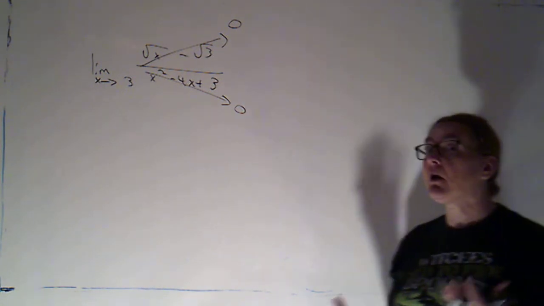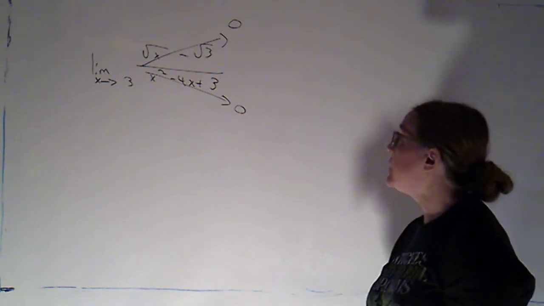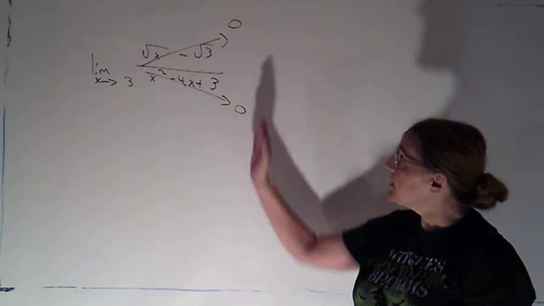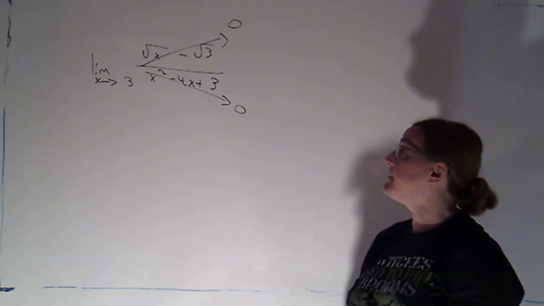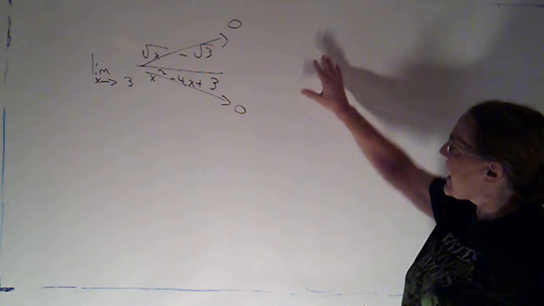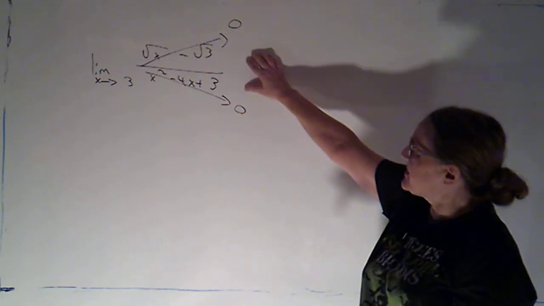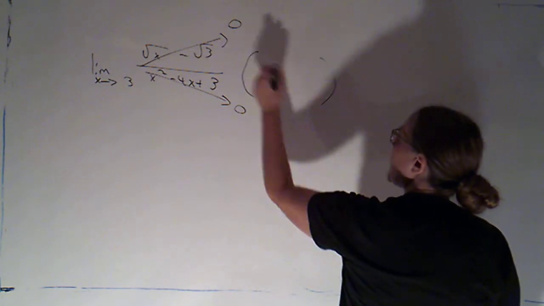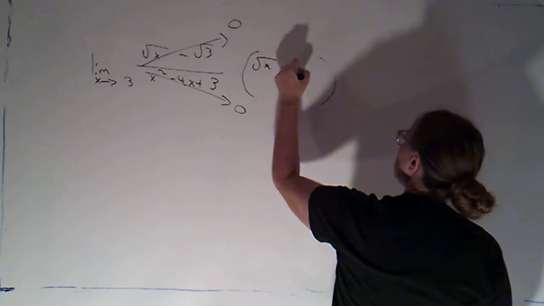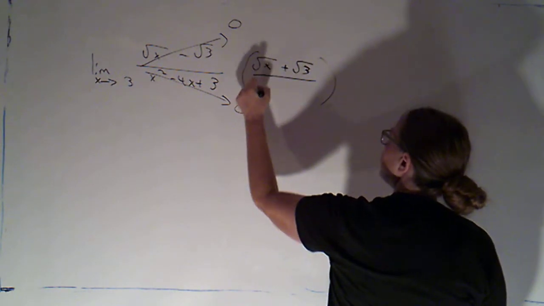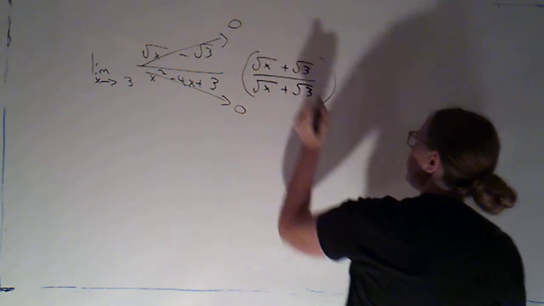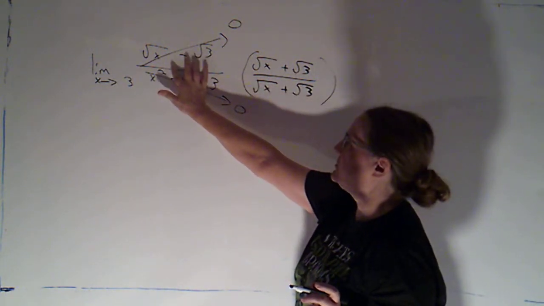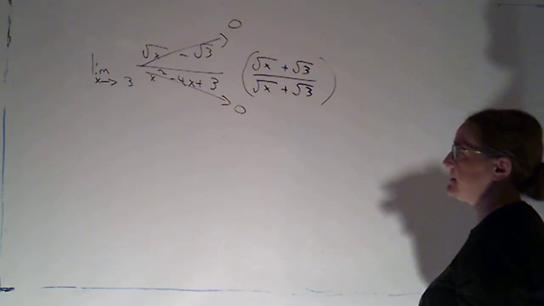Now I've got several options for what I could do. We've learned L'Hopital's rule at this point, so if I wanted to, I could apply L'Hopital's rule to take the limit. I think instead, because this is just an algebraic function, I'm going to rationalize the top by multiplying by 1 in the form of root x plus root 3. Remember, that's the conjugate of this piece. Same two terms, but connected with the opposite sign.